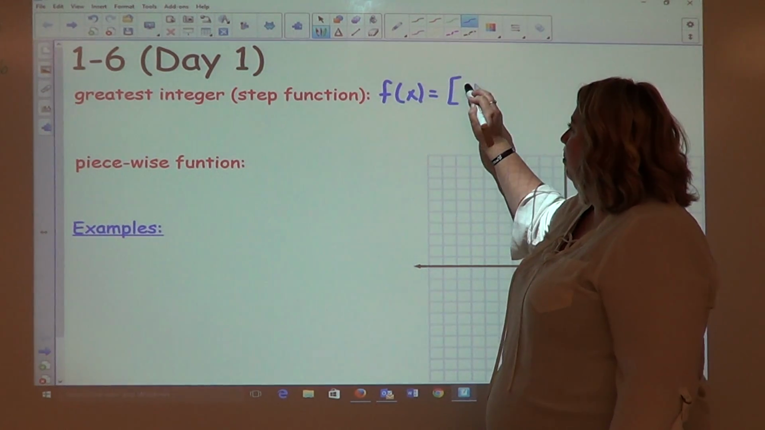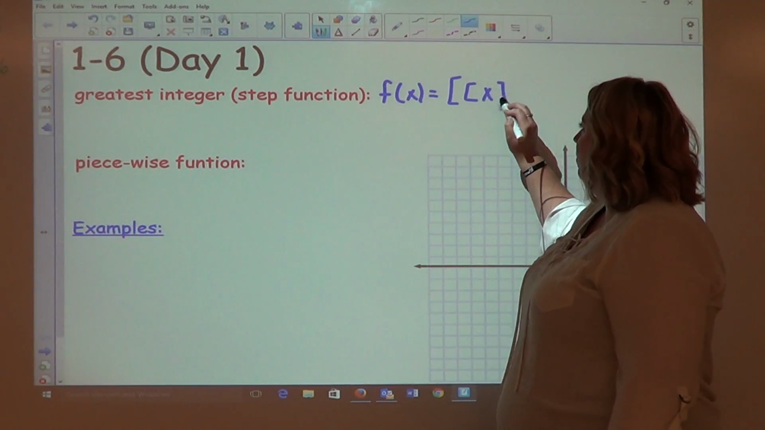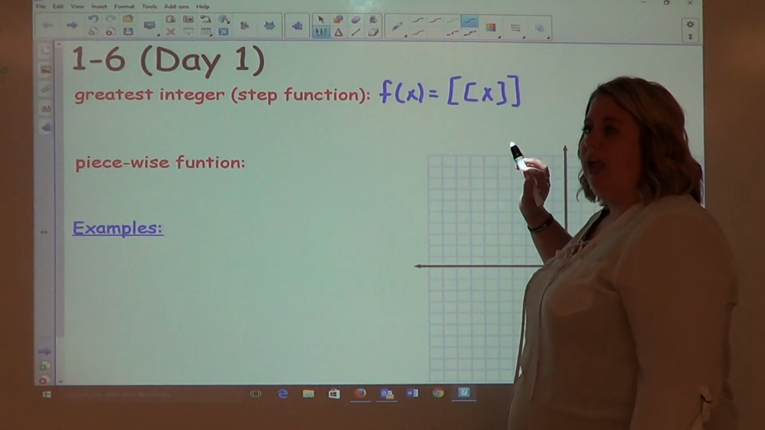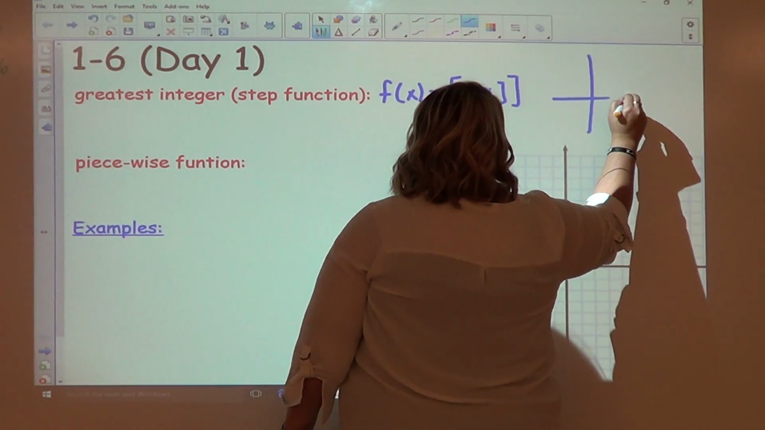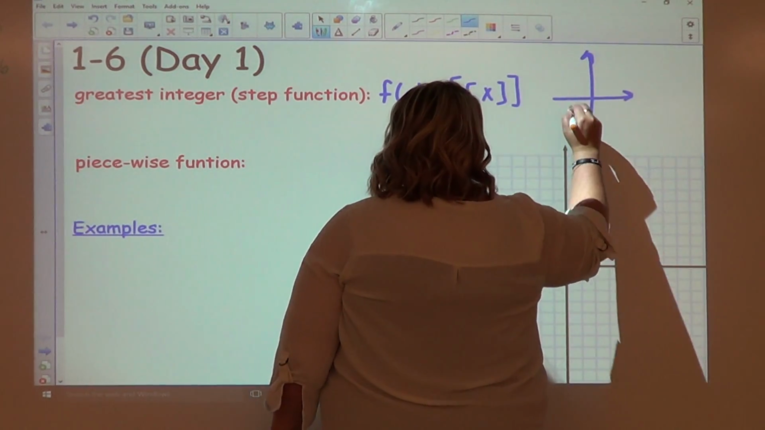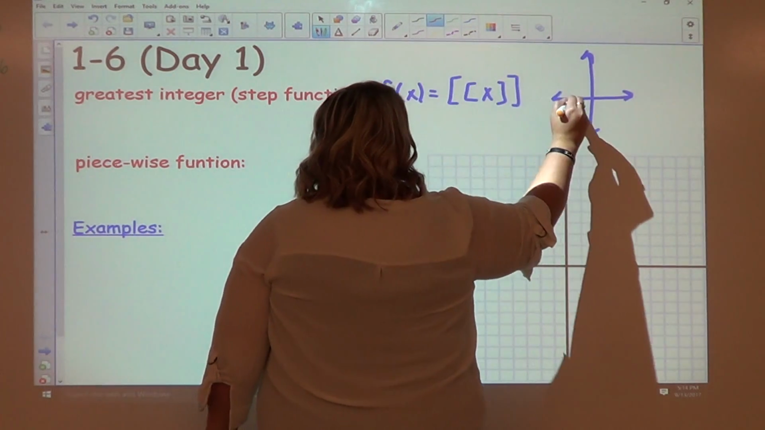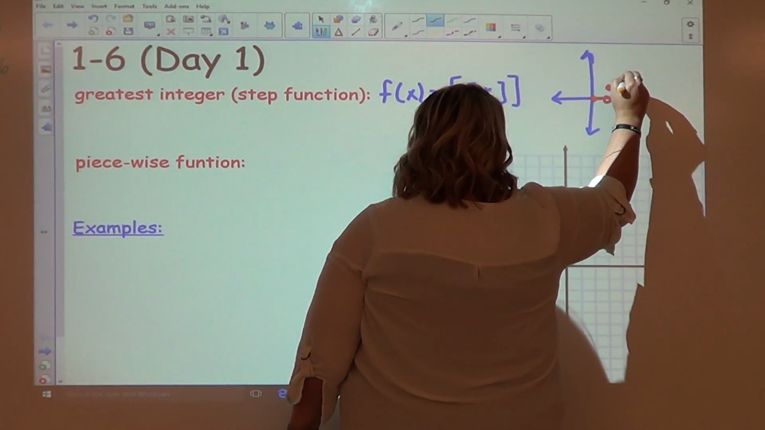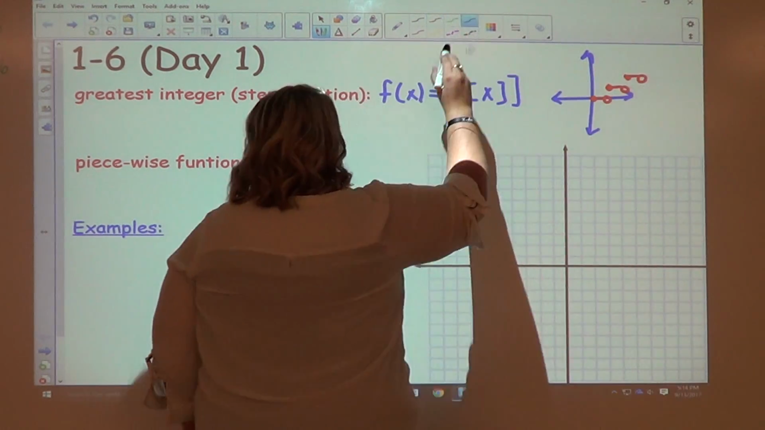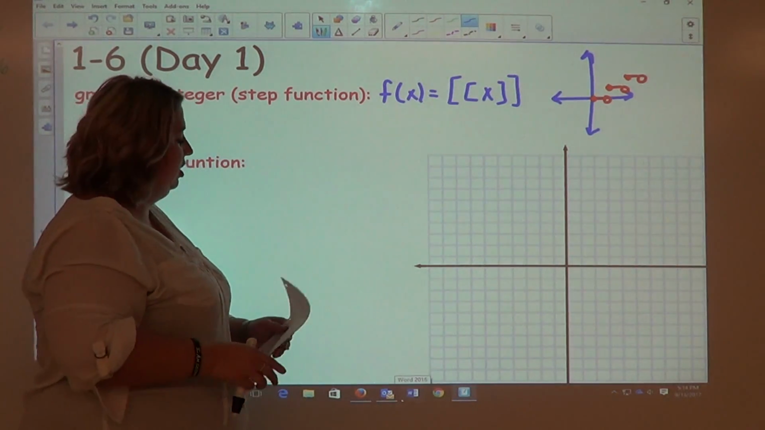They have a double bracket around the variable. Okay, and the reason why they're called step functions is when you graph it, it actually looks like stair steps. So it would look like this. It actually looks like you're making steps. So that's why it's called a step function.